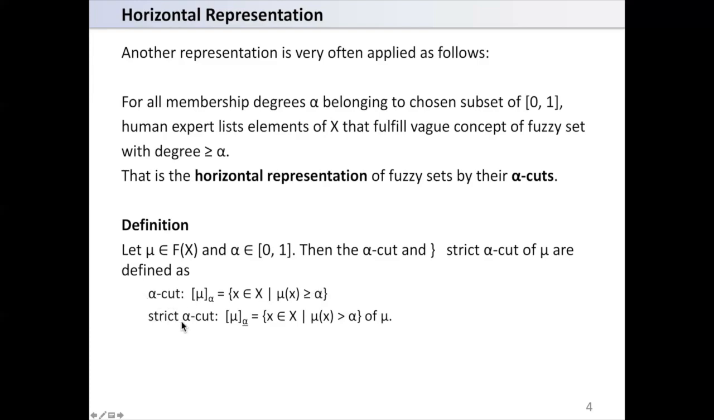However, in the strict alpha cut, here we have alpha underlined. In that case, the definition is very similar to the alpha cut. The only difference is that in the alpha cut we have greater than or equal to, while in the strict alpha cut we have greater than.